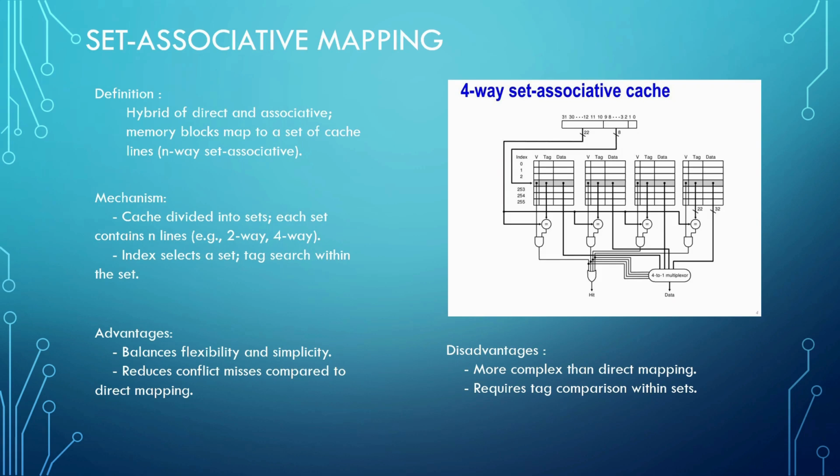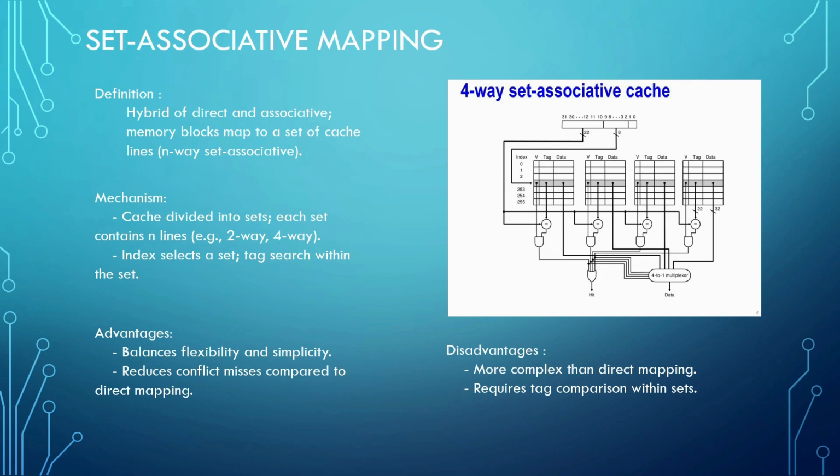Now, moving on to the last type of cache mapping technique, set associative mapping. This is a hybrid of the first two. The cache is divided into sets, and each set contains multiple lines. A block maps to a specific set, but within that set, it can go into any line. This balances flexibility and speed.